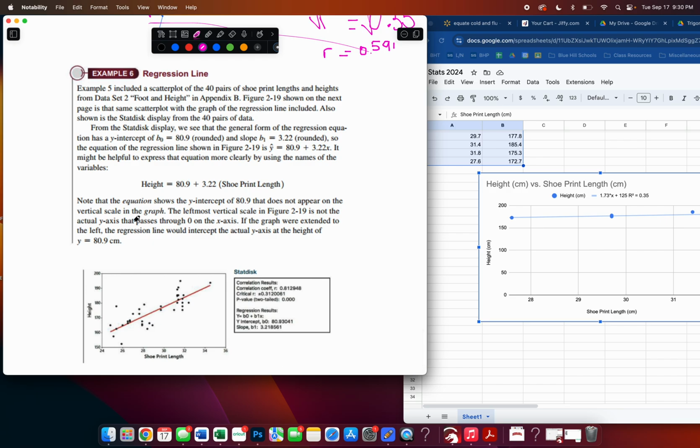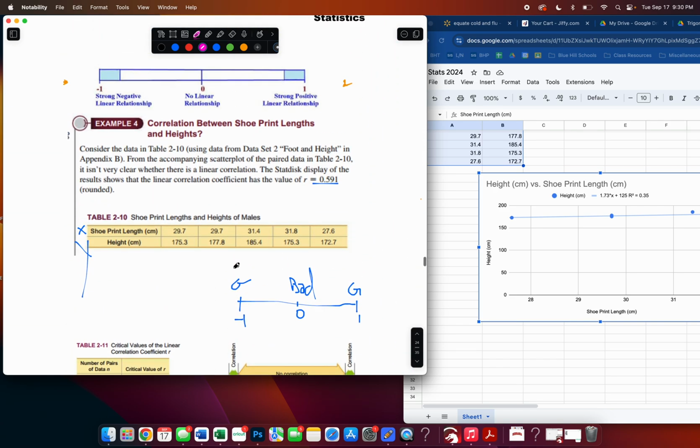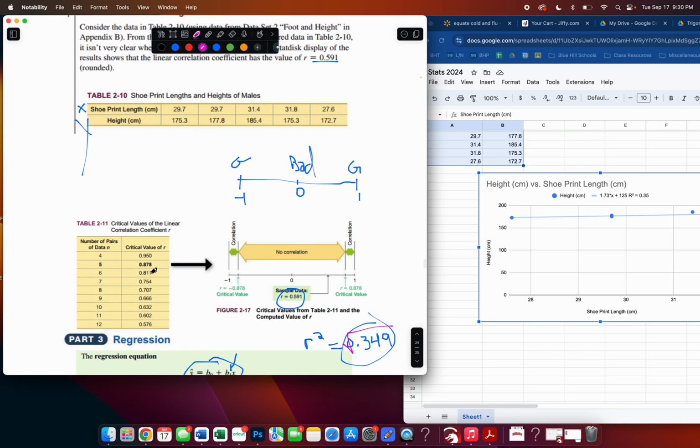What they did in this last example was a regression line, but instead of taking just these 5 data values, they took the whole data set, okay? You guys don't have a textbook. There is a textbook that goes along with this class. We just don't use it.